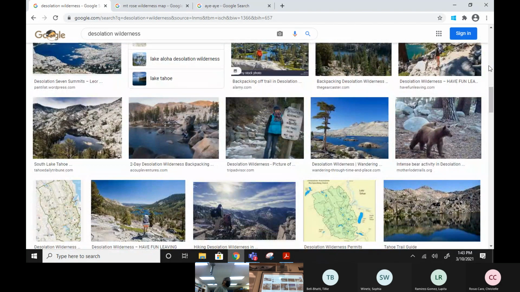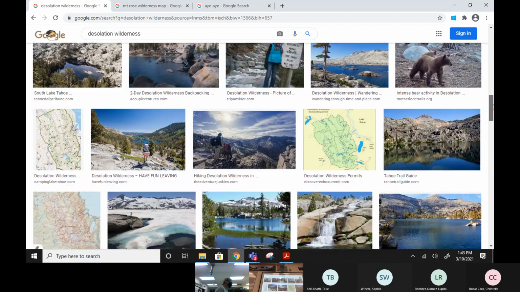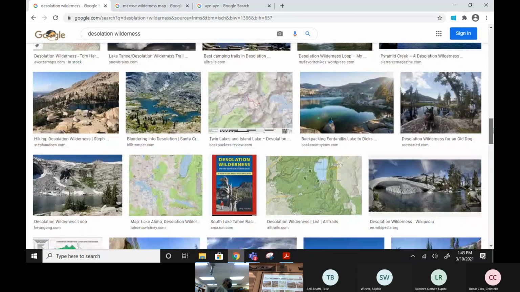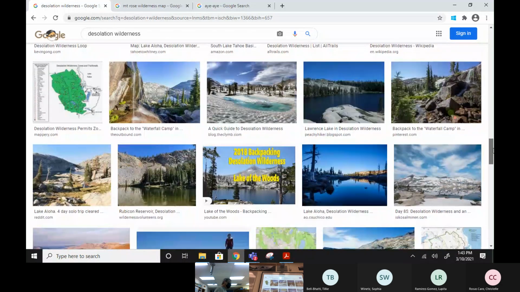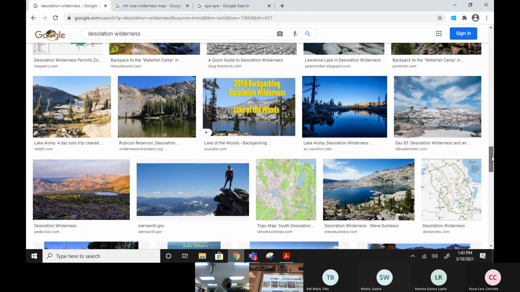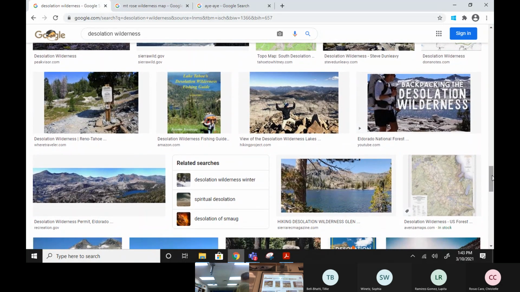Watch out for the bears. Hang your food up in a tree. Although one reason it's called Desolation is because the trees are pretty few and far between. This is a beautiful wilderness area. I believe it's actually one of the most visited in the U.S., because people will drive up here from San Francisco and Sacramento to go hiking in Desolation. You can hike there, ride a horse, ski there, but you can't mountain bike there, and you can't take any motors in there because it's protected as a wilderness area.